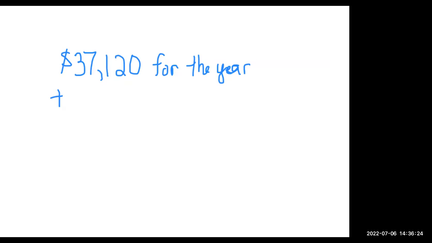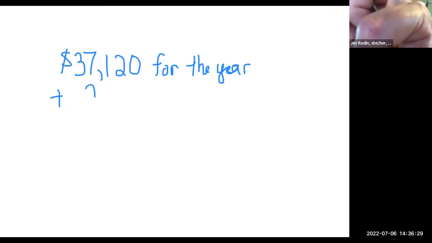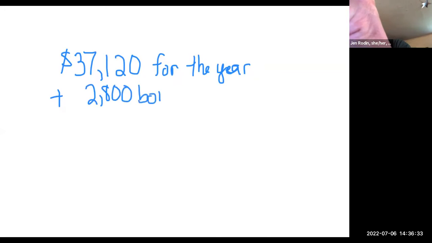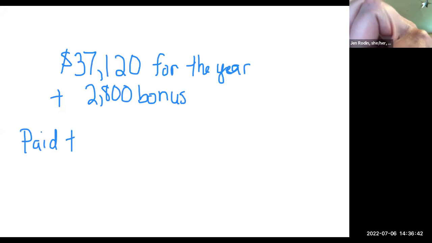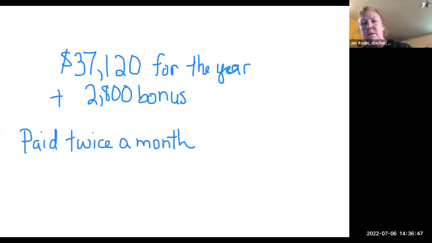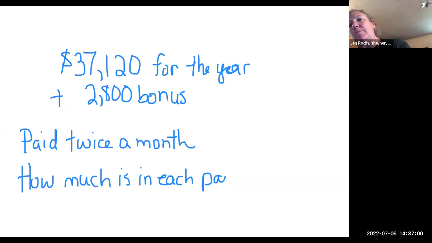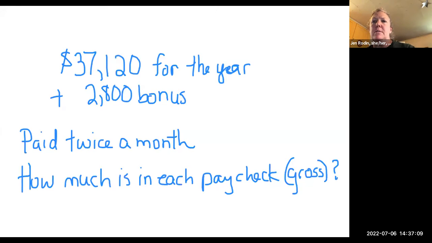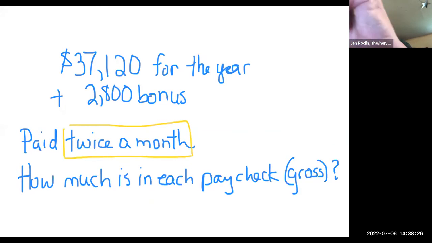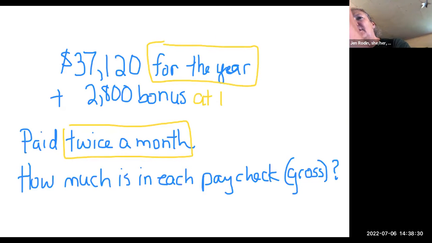I picked this one on purpose because it's a little bit confusing. We know the bonus, when I'm lucky to get a bonus, right? If you get a bonus, it doesn't usually get figured into your bi-monthly pay, right? So you're paid twice a month. How much is in each paycheck before taxes? That's what the gross means. So let's pause the recording and think. The keywords would be paid twice a month. And this is for the year, at the end of the year.